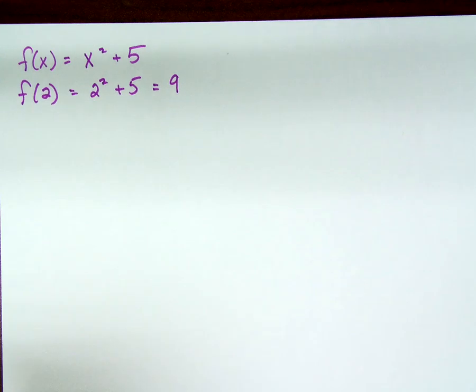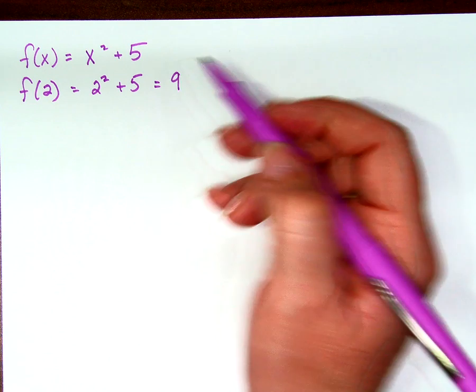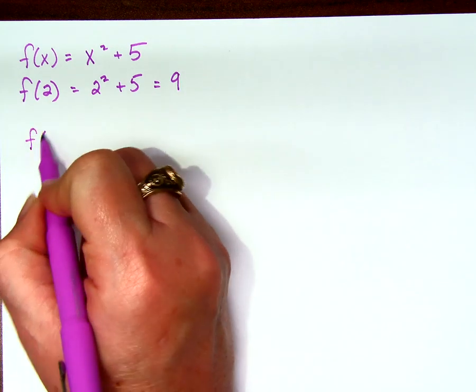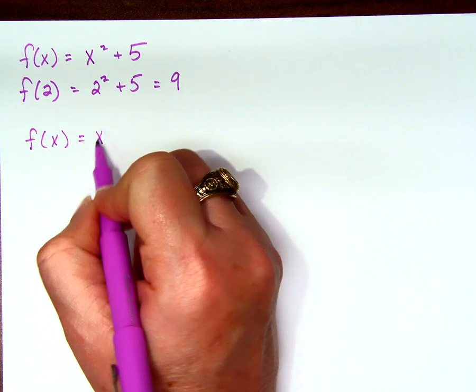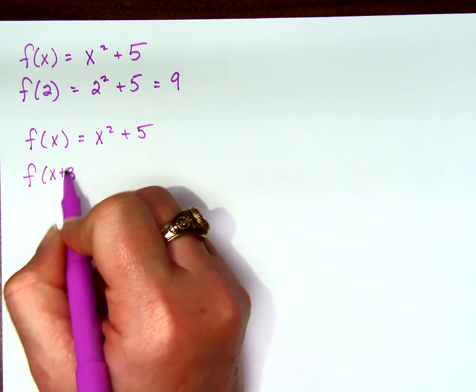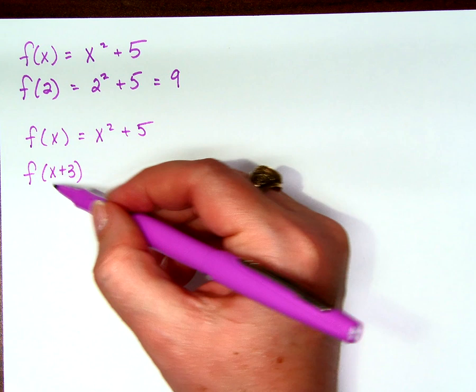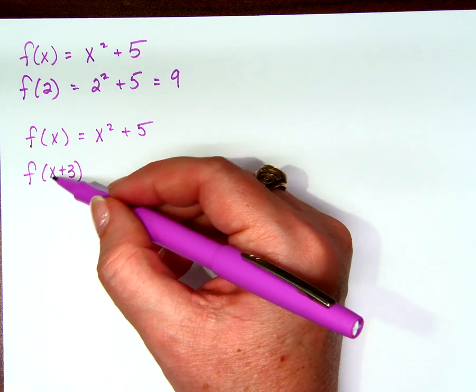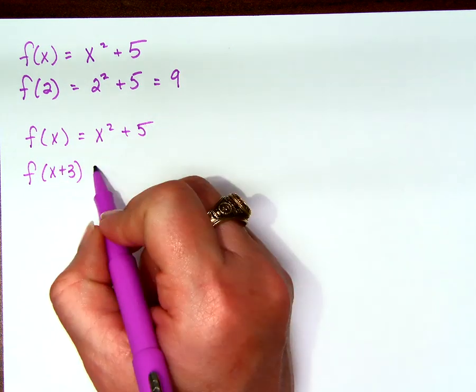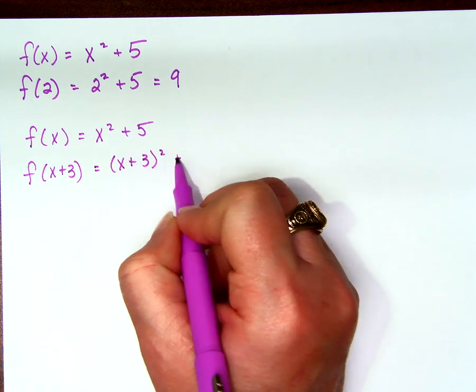Okay, but what happens if we start with this original f of x just like we had before? So I'll go ahead and write it again so we have it. F of x equals x squared plus 5. What if I want you to find f of x plus 3? Same thing though, right? What used to be here? An x. What's there now? So anywhere there's an x, we want to put an x plus 3.